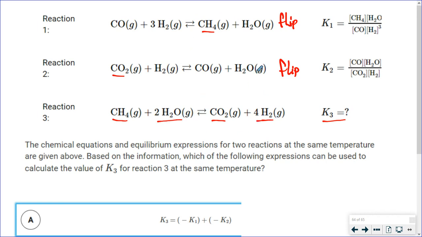Our 2 H2Os, well, here's one of them. It'd end up on the reactant side. Here's the other one. It'd end up on the reactant side. So that would work out as well. And then the COs, carbon monoxide, would cancel. So now if we flip both these, they're going to add up to reaction number 3.